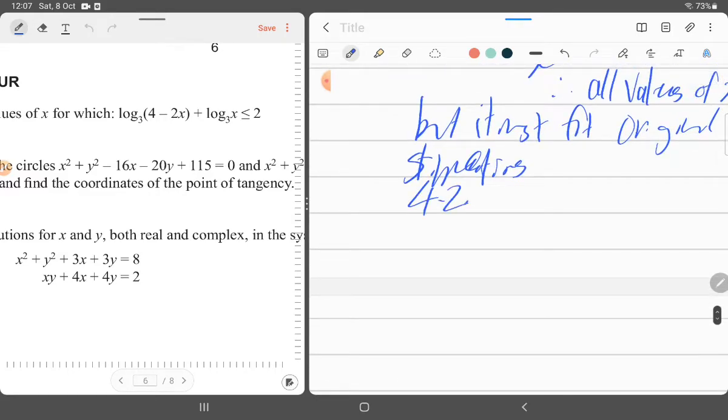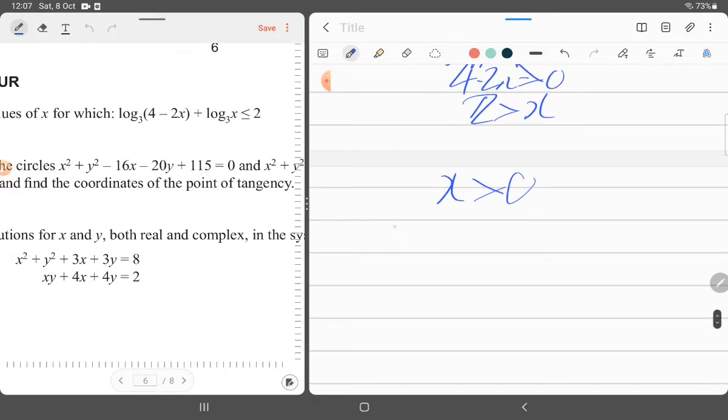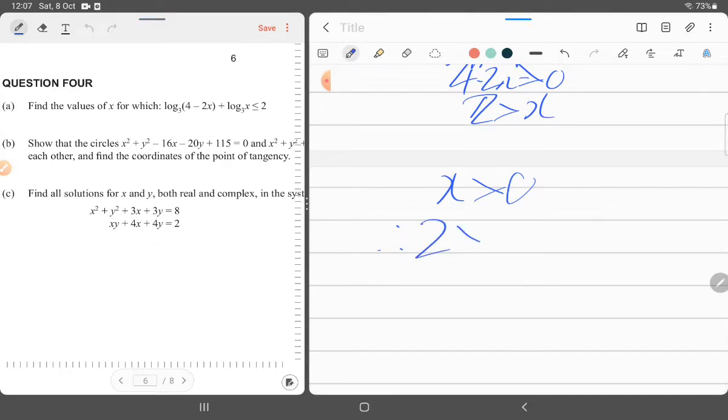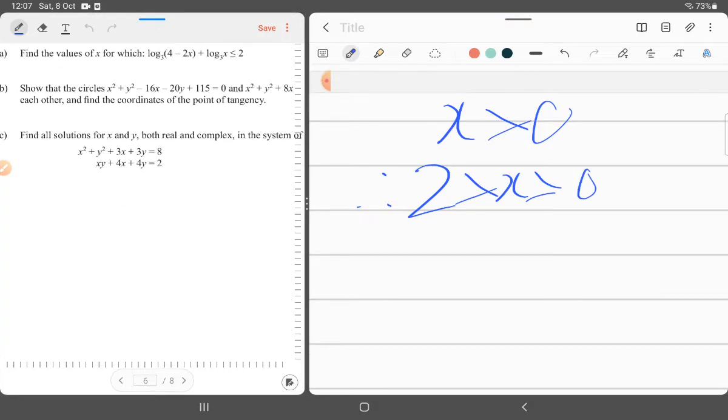So 4 minus 2x is greater than 0, so 2 is greater than x, and then x has to be greater than 0. Therefore 2 is greater than x, which is greater than 0. That's good.